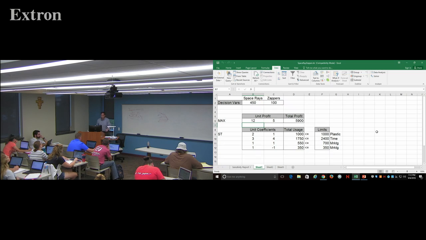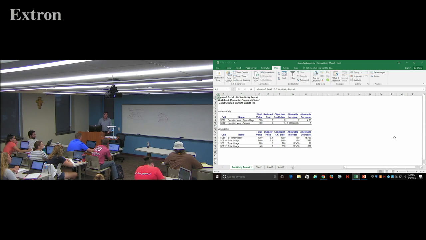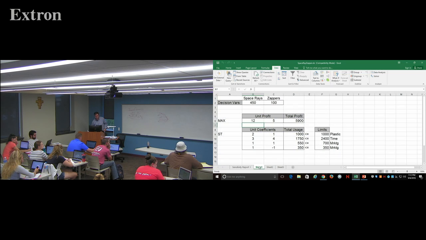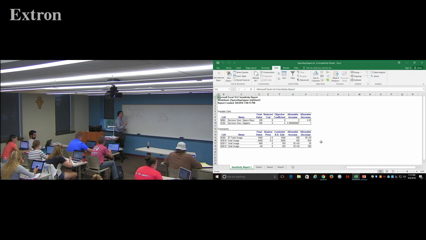Does that make sense? So let's look at the zappers, okay? And let's put this back to where it was and resolve it just to reset things. And let's look at zappers, because this was the sensitivity report for the original solution. So for zappers, my objective function coefficient is $5 per dozen. The allowable increase is $5.67, so let's say it's $10.67. The allowable decrease is only $1. So the range of optimality for this guy is anywhere from $4 to $10.67.